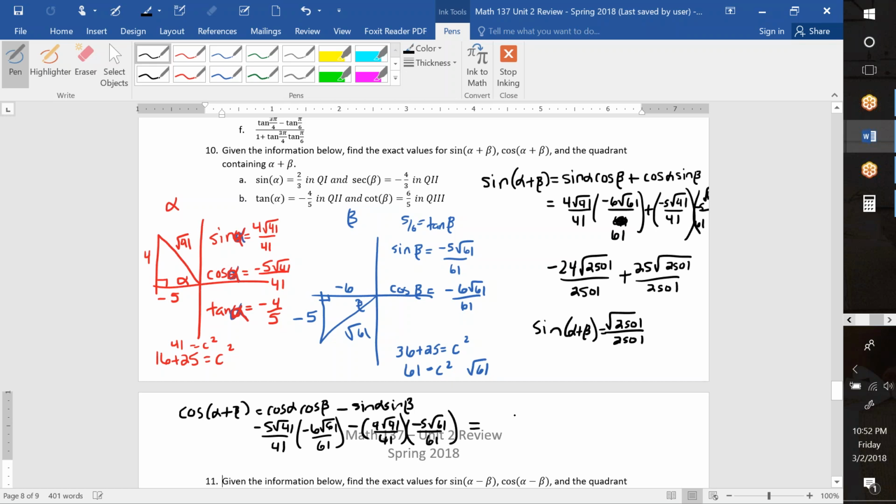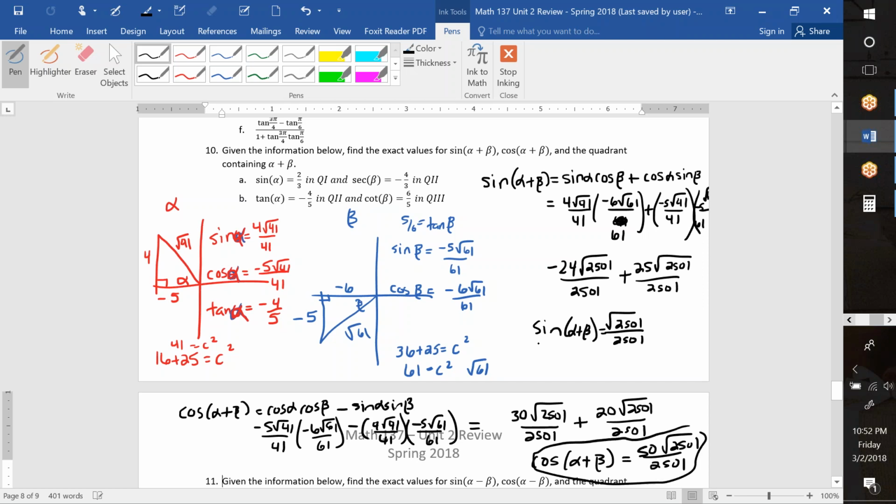Okay, if we work that out, that's going to be 30 square root of 2,501 over 2,501. Negative times negative is positive, so plus 20 square root of 2,501 over 2,501. So cosine of alpha plus beta is 30 plus 20, that's 50 square root of 2,501 over 2,501. Now those are really big, nasty numbers, but they're both positive. The only time sine and cosine can both be positive is if you're in quad 1.